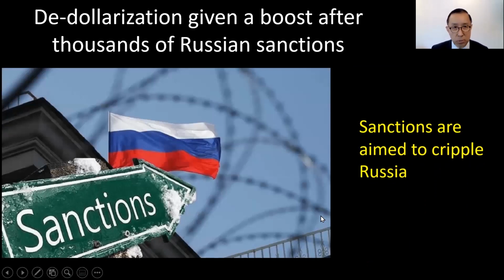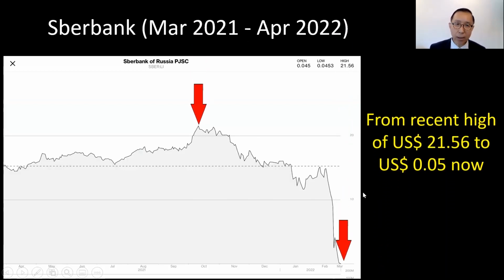De-dollarization has been given an added boost after thousands of sanctions were imposed on Russia. These sanctions are actually aimed to cripple the Russian economy. For instance, look at Sberbank, which is maybe the biggest Russian bank. It was trading in New York at $21 way before the war. And then when they imposed these sanctions, there were rules against holding such stocks. So everybody had to sell. So great was the sell-down that from a high of $21, today it's 5 cents.